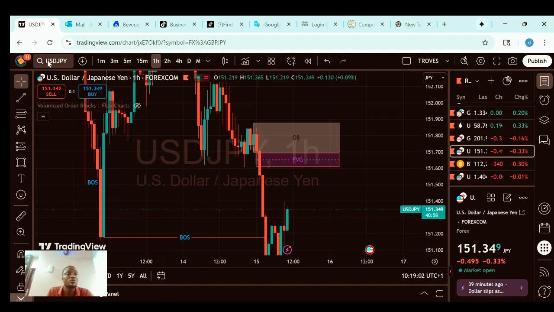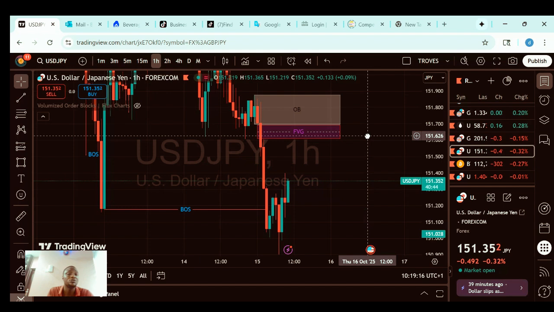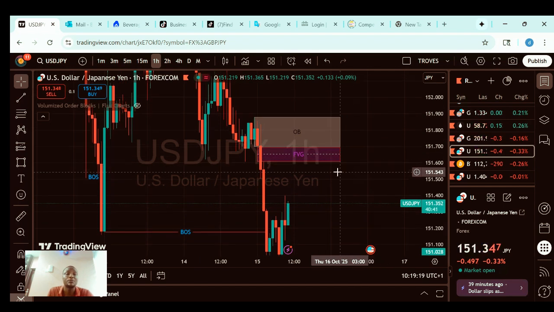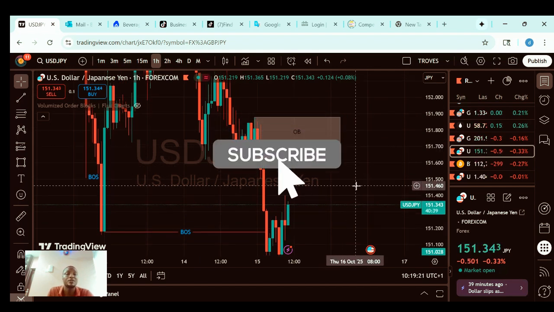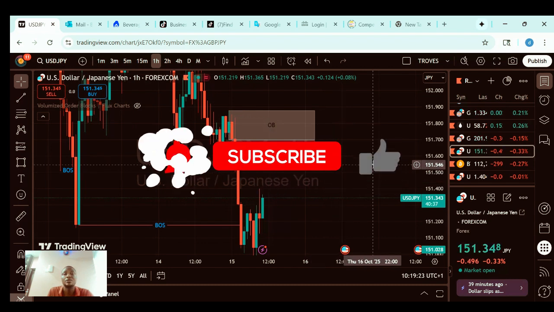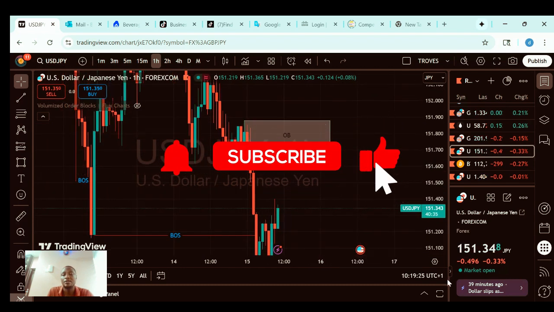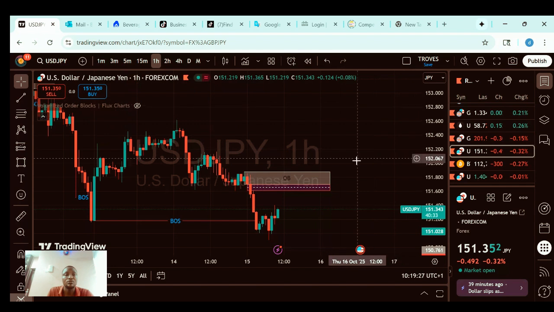So we are going to use USD JPY, dollar Japanese yen, as our point of interest. Today is 15th of October 2025 and the time is 10:19 a.m. I've already done my analysis earlier this morning. I'm waiting for price to get to my level before I take my trades. But I just thought of using this little time to show you guys how I do this.